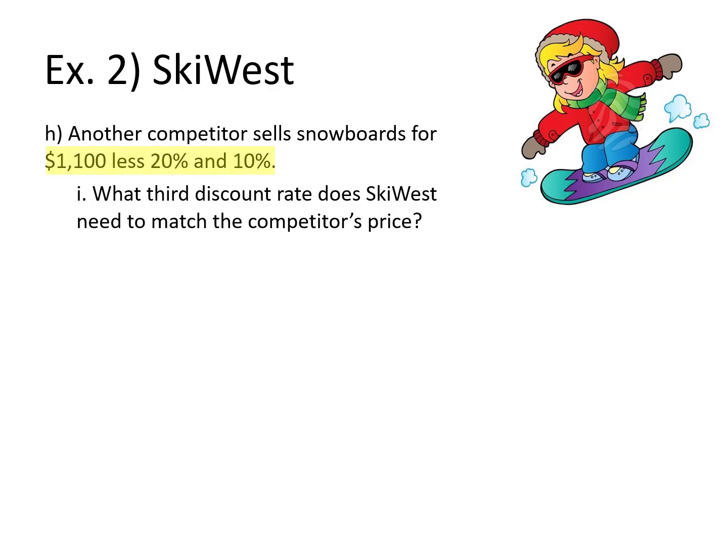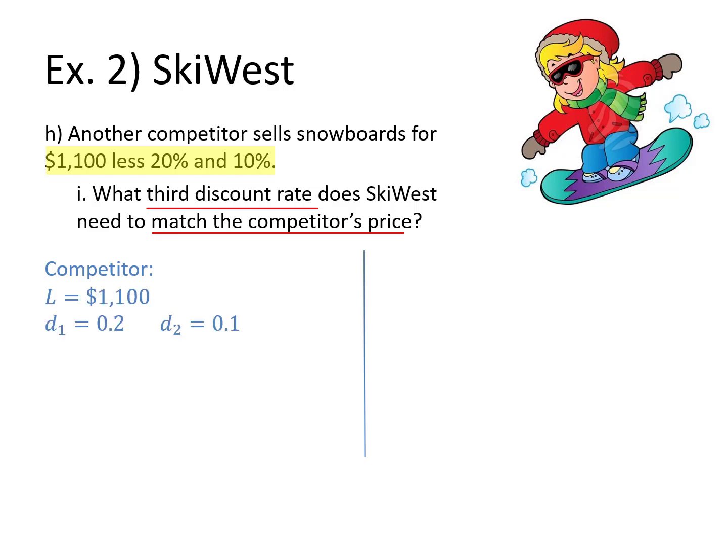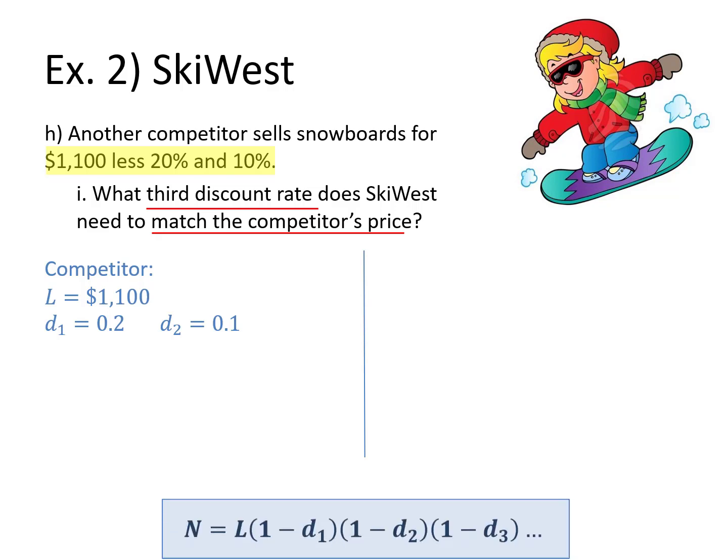So this new competitor has a list price of $1,100 less 20% and 10%, and we're looking for a third discount so that we can match the competitor's price. So I'm going to divide this into 2 sides. Now I'm going to look at our competitor, and then on the right hand side I'm going to look at Ski West later. So on our left hand side with the competitor, I've got a list price that's lower than Ski West's, $1,100, while they have the same discounts of 20% and 10% written as 0.2 and 0.1 respectively.